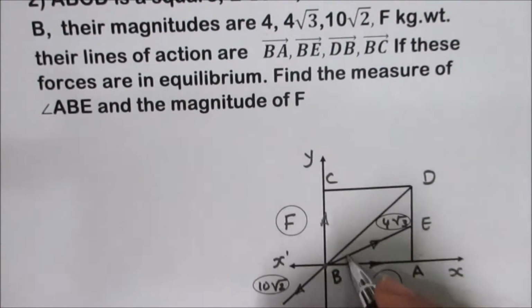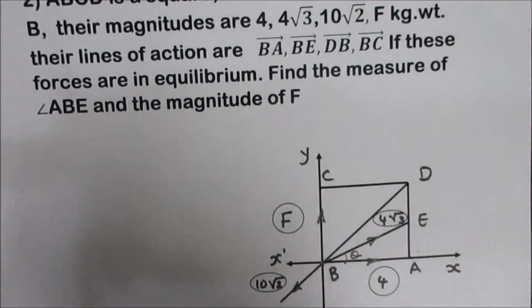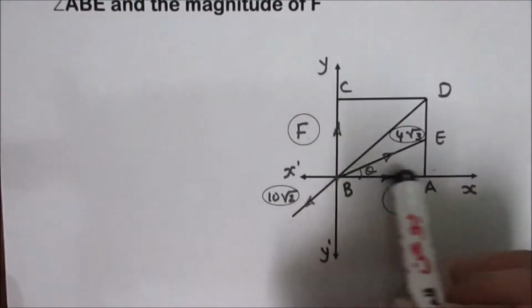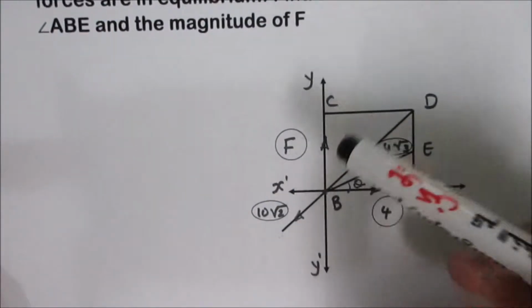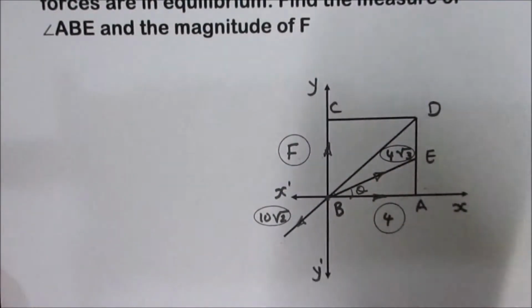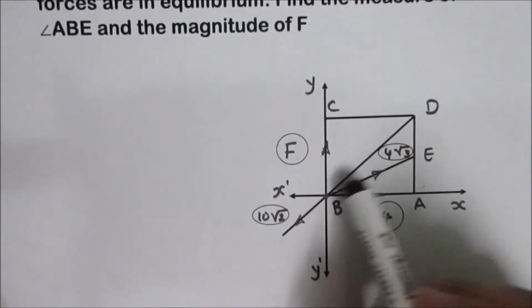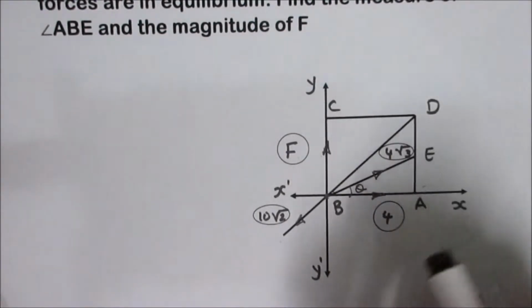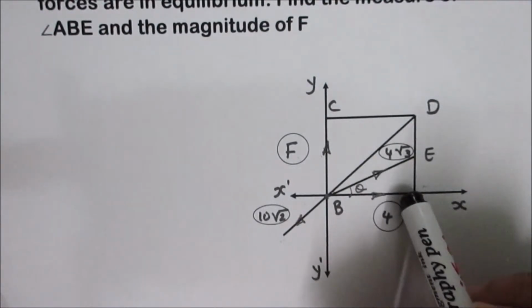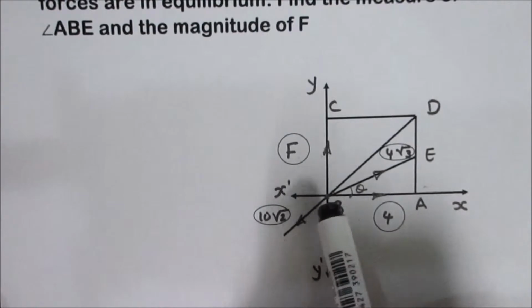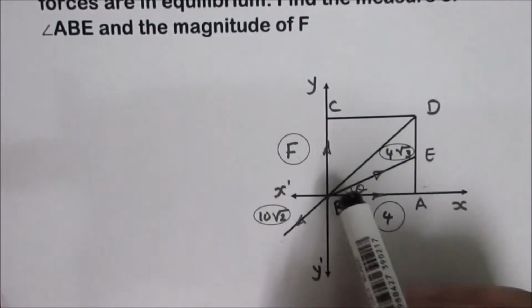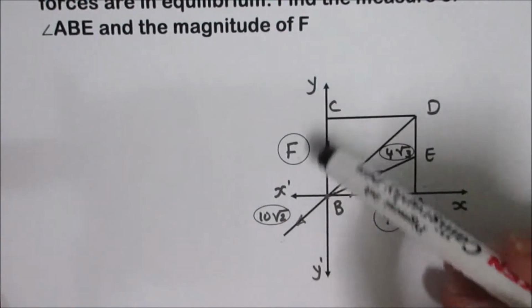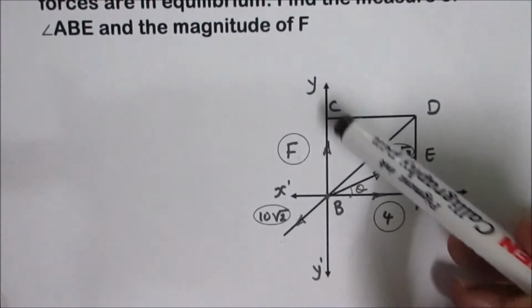Angle ABE, say theta. Since the set of forces are in equilibrium, the algebraic sum of the components in the x direction equals 0, and the algebraic sum of the components in the y direction equals 0. In the previous examples, we resolved each force in the direction of x and y on the diagram. Each adjacent component takes cosine and the other component takes sine, and we consider the direction of each component. If it goes right, it's positive, and if it goes left, it's negative. Similarly in the y-axis, if the component goes up, it's positive.